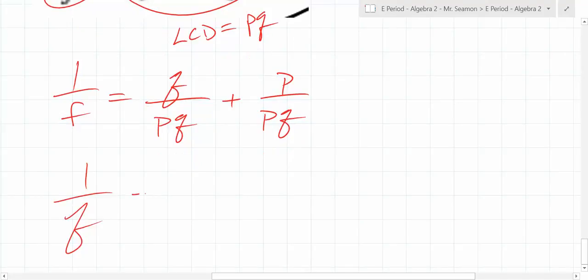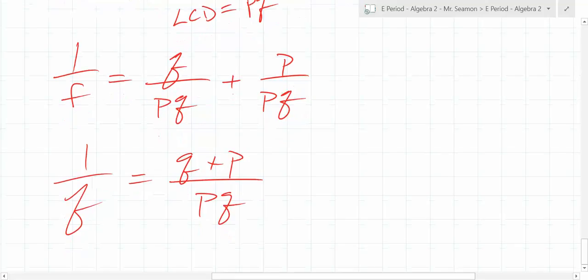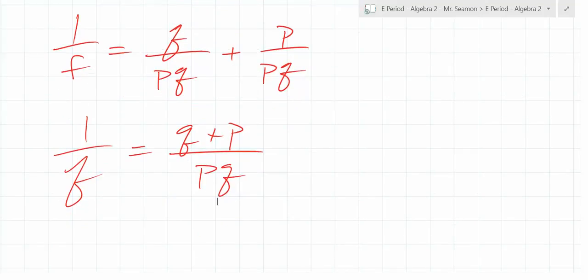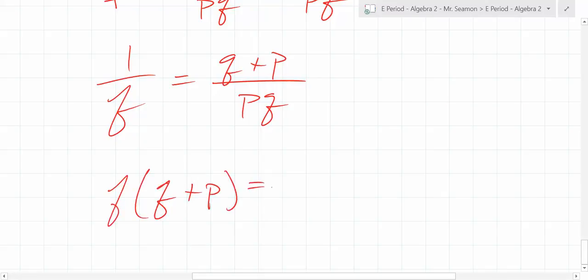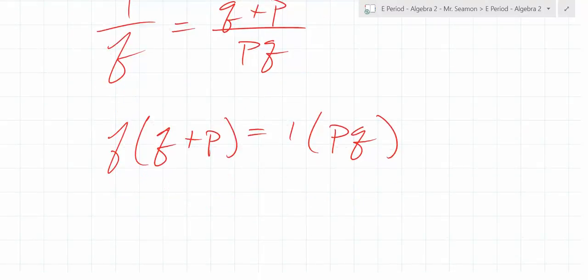So I have 1 over F is equal to Q plus P over what? PQ. Now I have a fraction equals a fraction. So what can you do when you have a fraction equaling a fraction? Use your hands. Cross multiply. You could cross multiply. So if you cross multiply, you end up with F times Q plus P equals what? 1 times PQ. Correct.